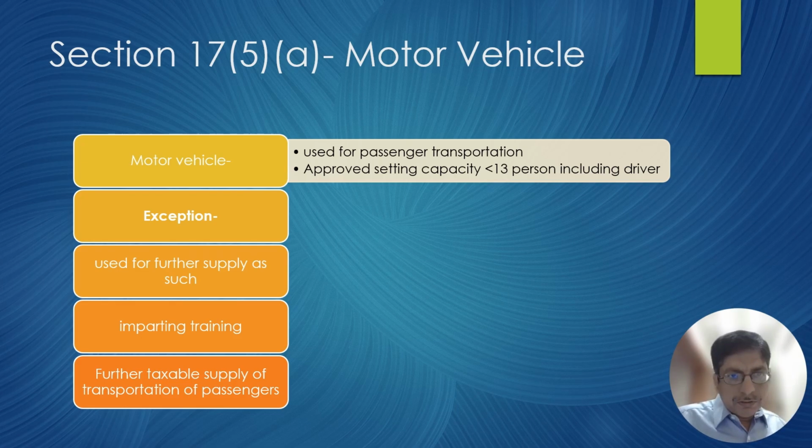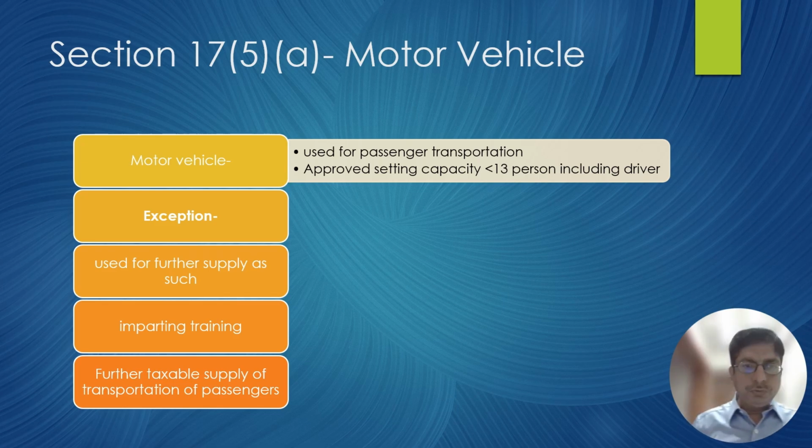First exception, when it is supplied as such. When it is further supplied as such means what? That the manufacturer sells that car, let's take the example of a car, not motor vehicle, to the showroom person, and the showroom person sells that car to you. Then for that showroom person, the credit is available.